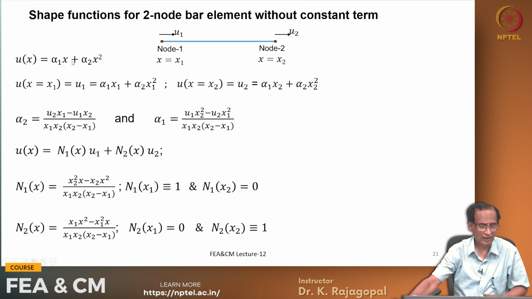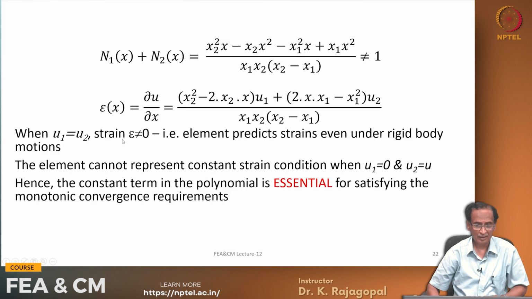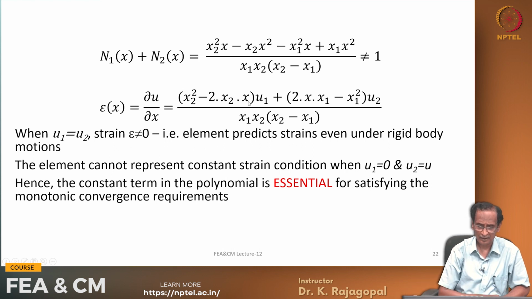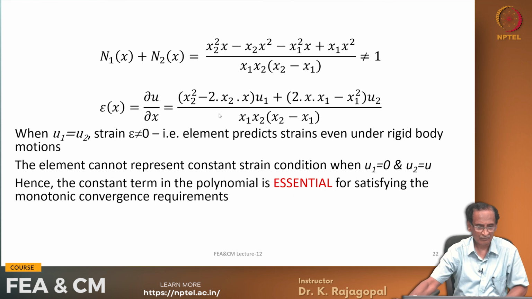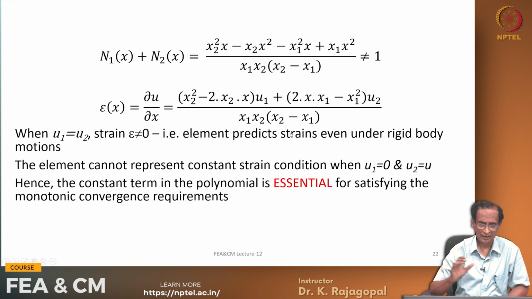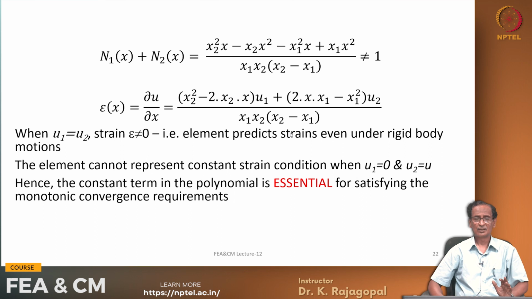The u of x is alpha 1 x plus alpha 2 x square. We get some functions like this, and then our N1 plus N2 is not equal to 1, and our strain within the element, dou u by dou x, is also a bit complicated function. If you substitute u1 equal to u2, the strain is not 0. That means the element predicts strain even when we subject the body to rigid body motions. That is because we do not have the constant term.